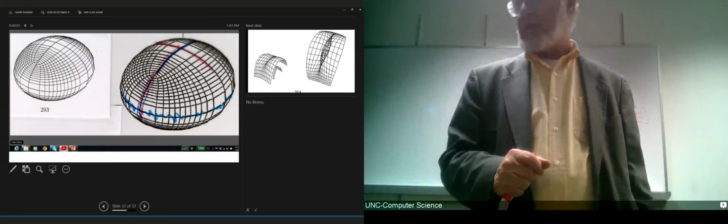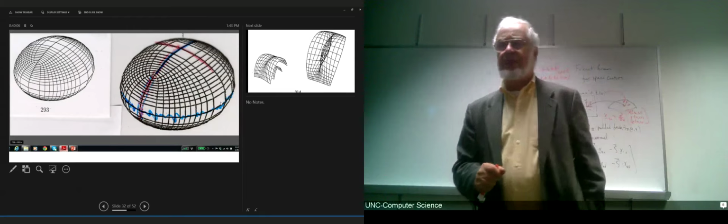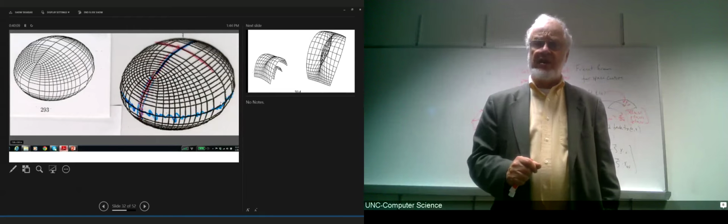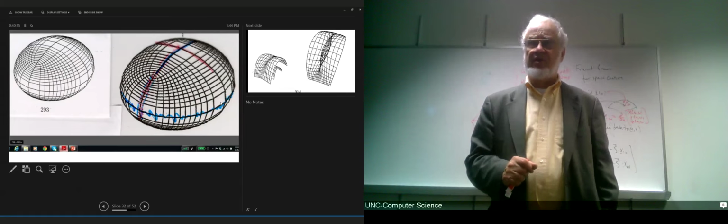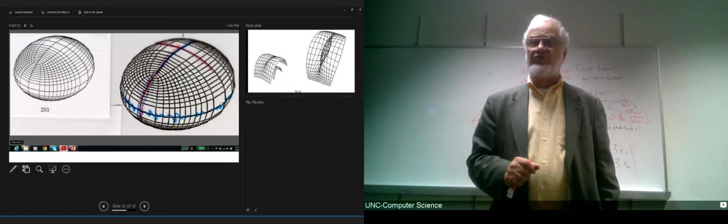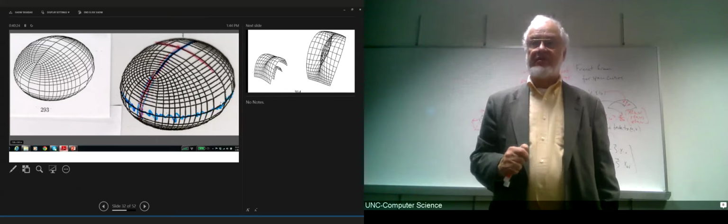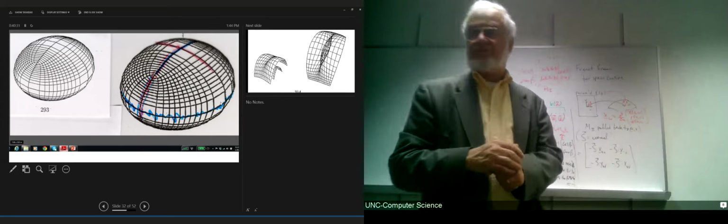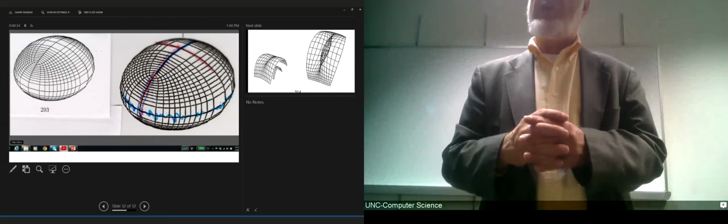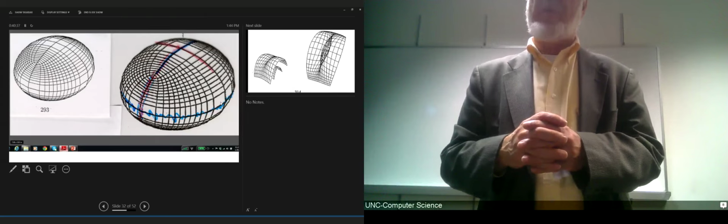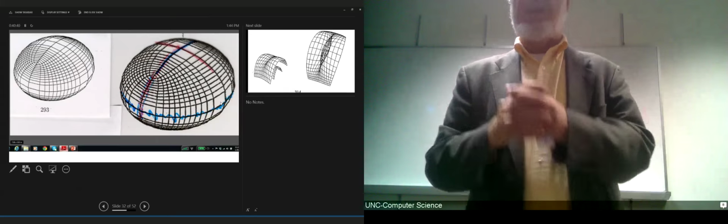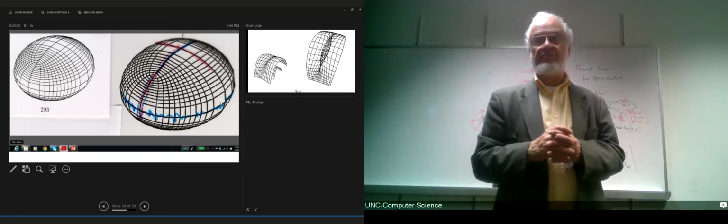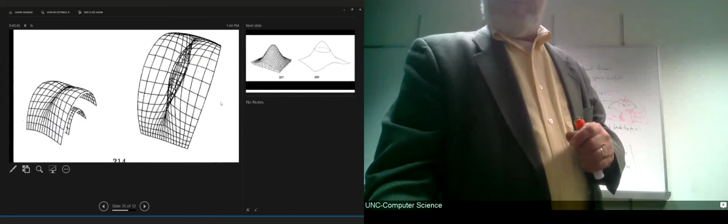But I now want to talk about the asymptotic directions. And I remind you that the asymptotic directions are the directions of zero normal curvature, pure twist, only twist. Pure twist. That's called an asymptotic direction. And we showed that asymptotic directions only exist in hyperbolic regions. There couldn't be an asymptotic direction in a convex region.